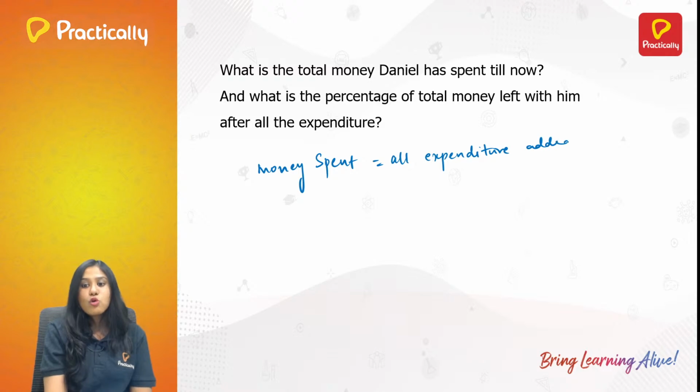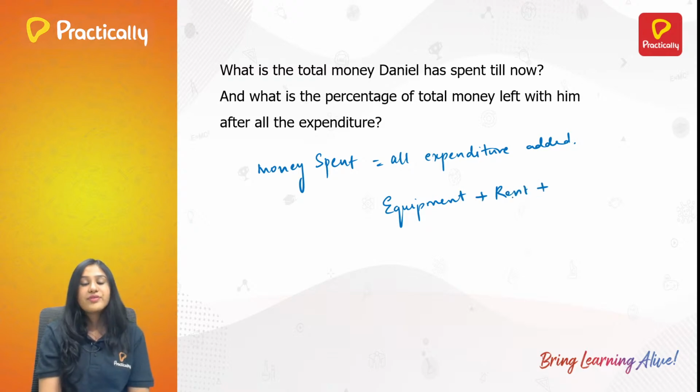So what has he given? For equipment he has given, correct. For rent he has given. Then for renovation he has given.